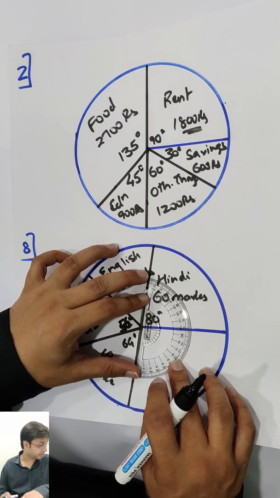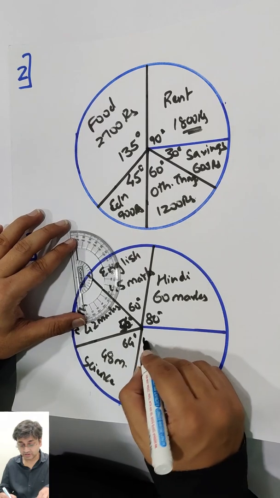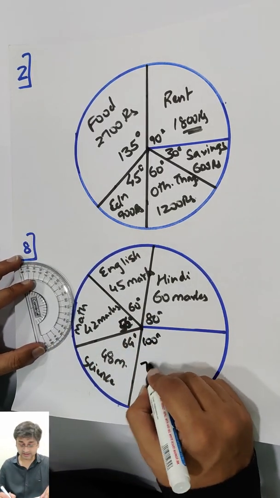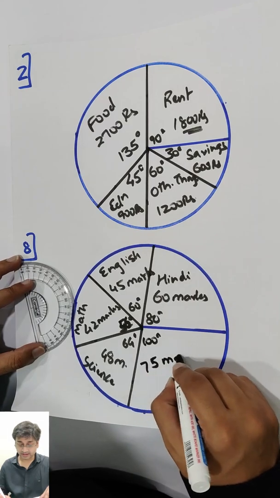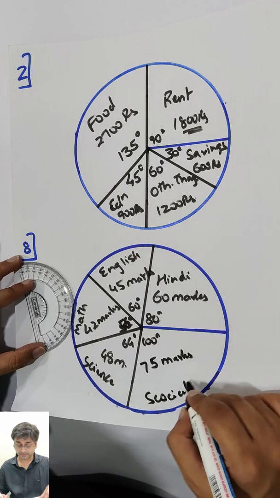No, this should be 100. Sorry, 75 marks. Yeah, there it is, 100. I was getting confused. So 100 degrees. Write all the degrees in the center. Then write the marks. That is 75 marks. And then write the subject at the bottom. That is social studies. So it will look very beautiful then.